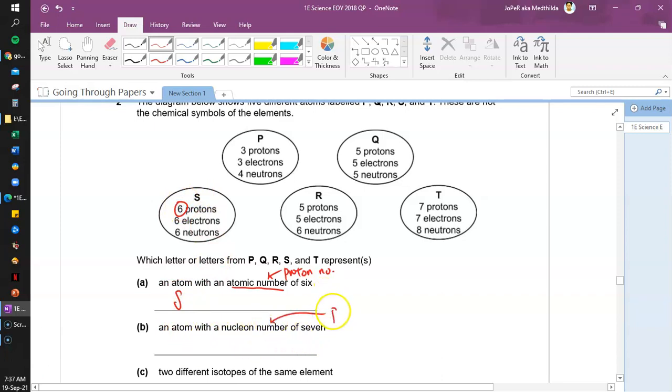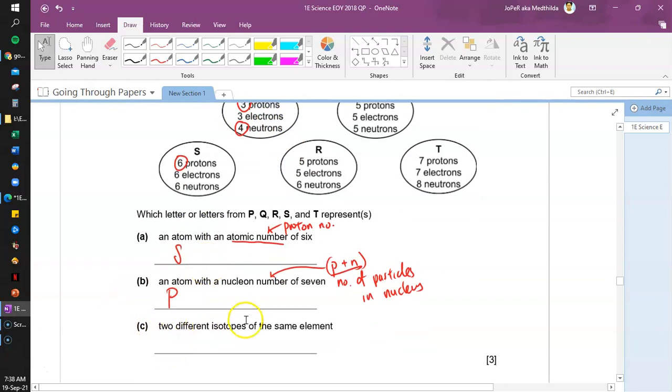Next, I want an atom with a nucleon number of 7. Nucleon number is actually the proton plus the neutron, because this is the number of particles in the nucleus. That's why it's proton and neutron. Hence, I just need to find something that adds up to 7. The answer is over here. Proton, neutron, 3 plus 4, 7. So the answer for this is P.